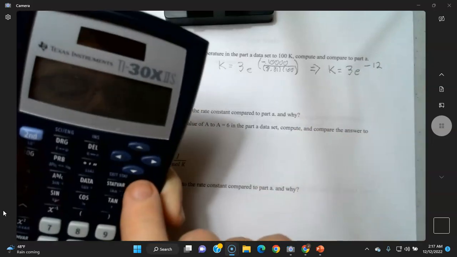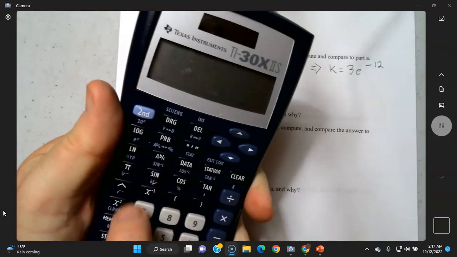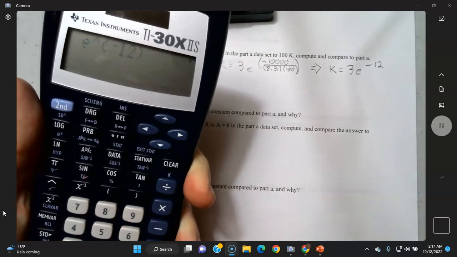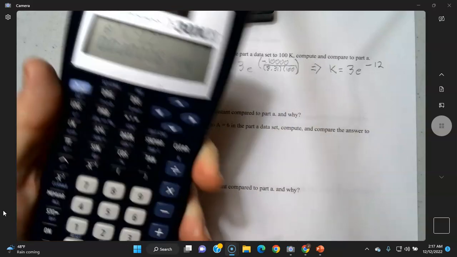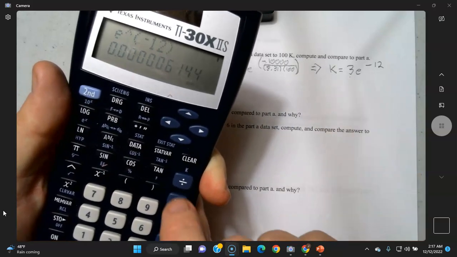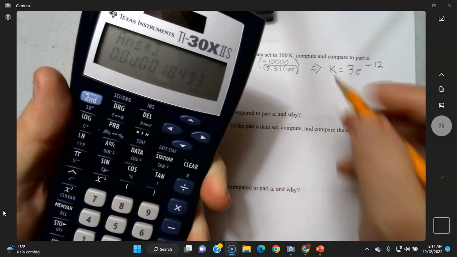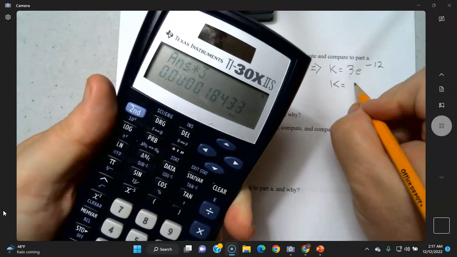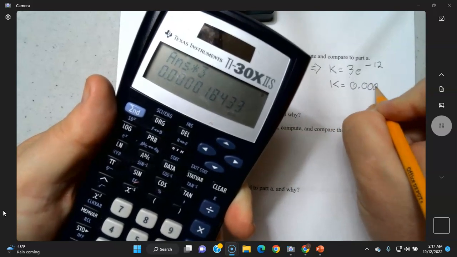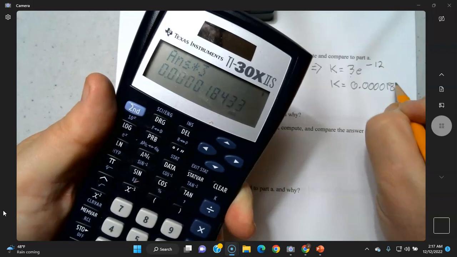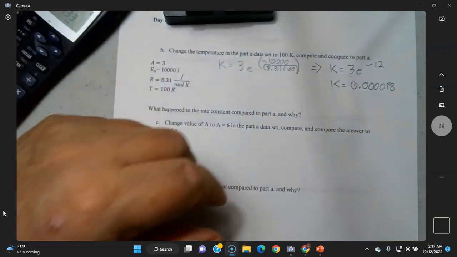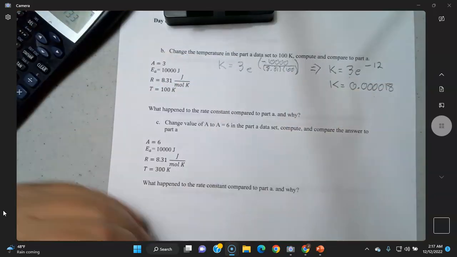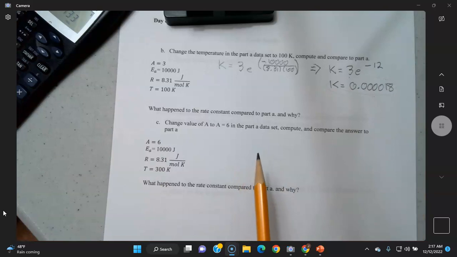Okay, so now I'm going to raise e to the minus 12, so second natural log gives me e. Then I put negative 12 in there, close the parenthesis, equal. I get that number, and I'm going to multiply it by 3. And that gives us that number, so K equals, there you go, 0.000018. So you see this number, K, is much smaller than the K we got before. By lowering the temperature, we lowered the value of K, which means the reaction is going to run slower.